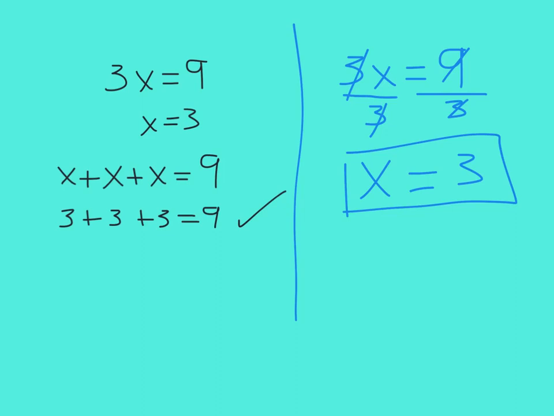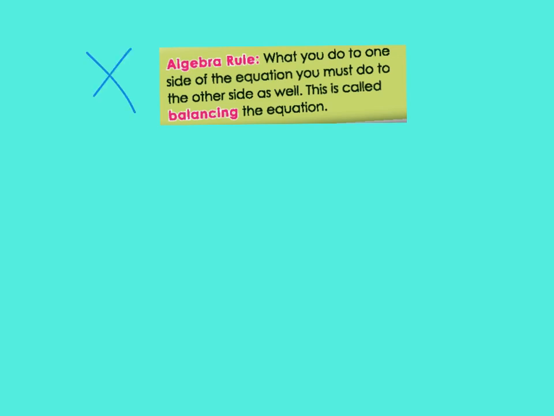And that's our second rule when we look at solving linear equations. So that's a very important rule. What you do to one side of the equation, you must do to the other side as well. And that's called balancing the equation. So if I give you another question now, let's say 4x equals 16. Press pause, go ahead and solve that for me, please.